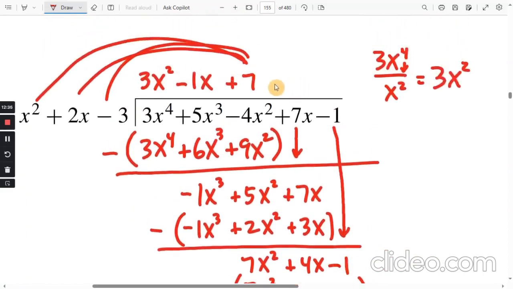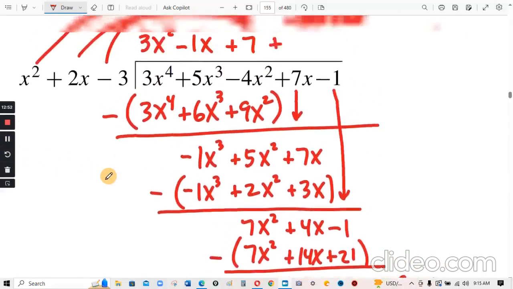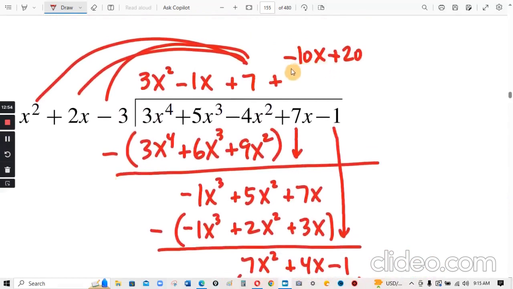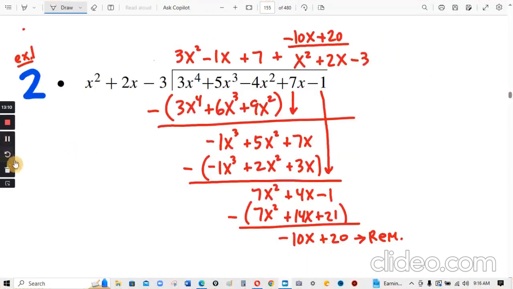So that's plus negative 10x. Let me erase this. Plus 20. And that remainder is the numerator over the divisor, the thing you're dividing by, x squared plus 2x minus 3. So that's it right there.